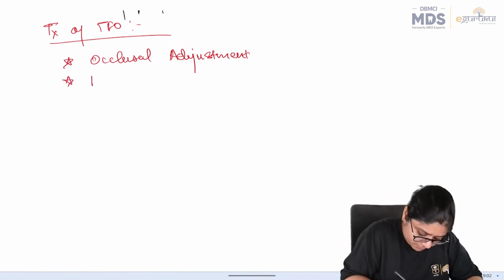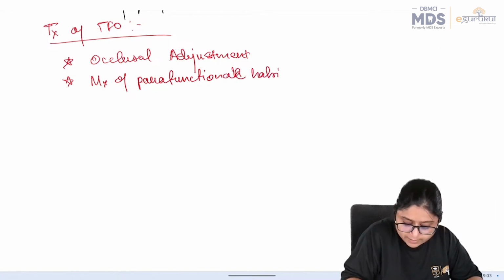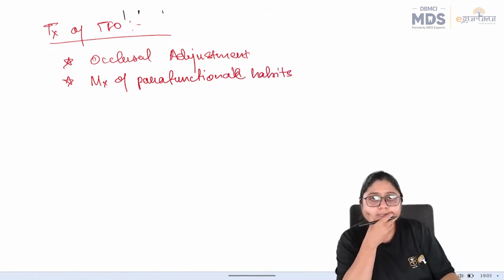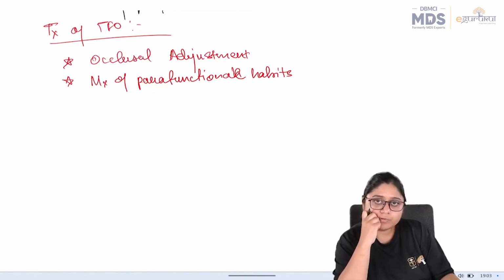You can do management of parafunctional habits. Now, how do we manage parafunctional habits? Suppose the patient is having bruxism. So you will give a night guard, right? You will ask the patient to wear the night guard, because mostly patients have a habit of clenching during the night. So the night clenching will be reduced. The forces that are acting at night on the teeth will reduce.